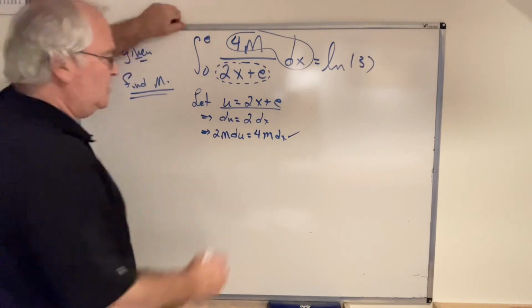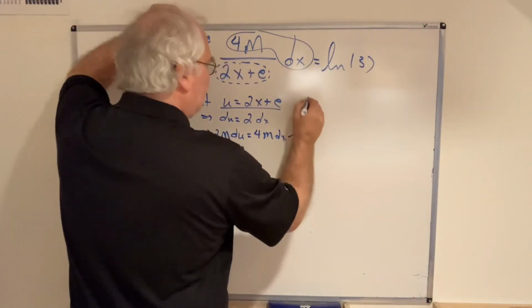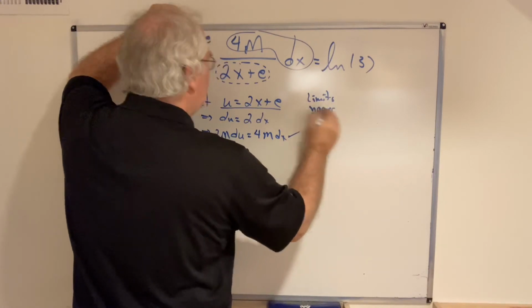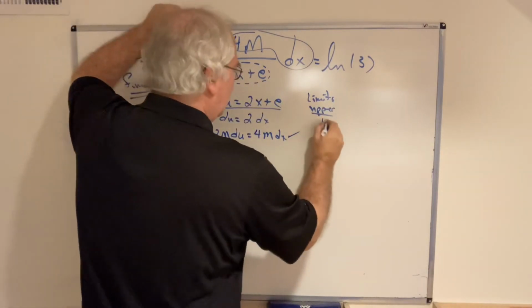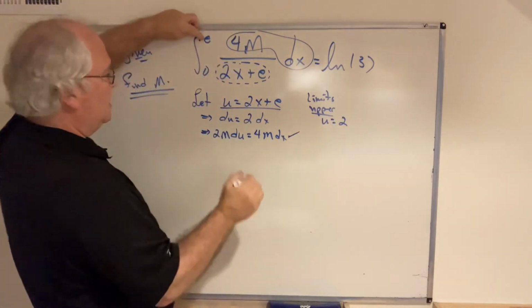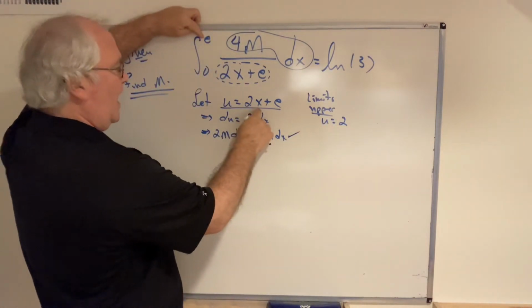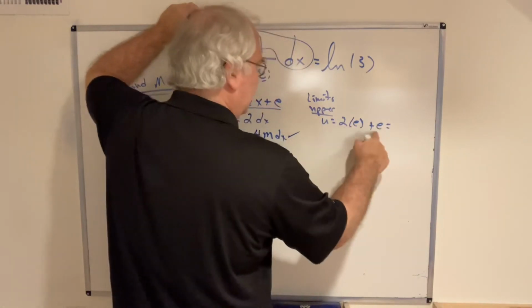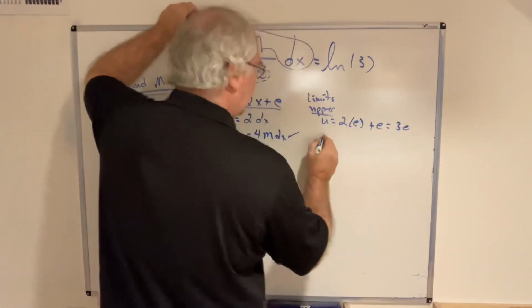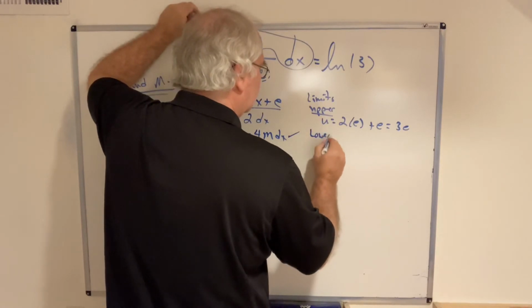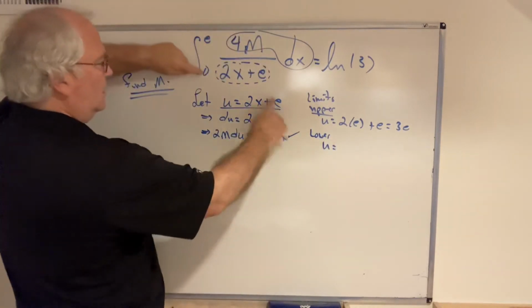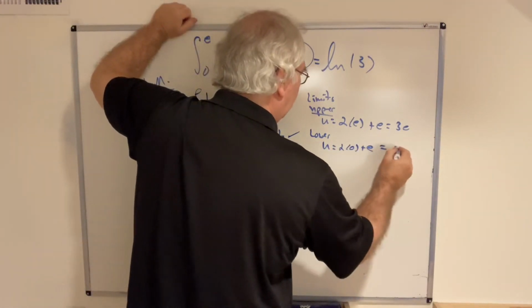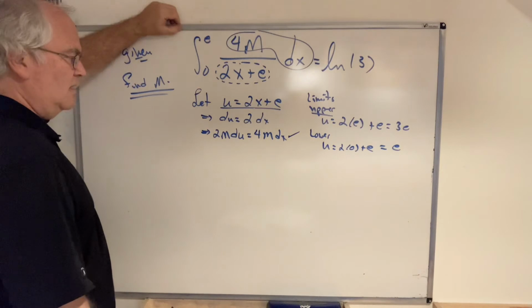The limits of integration are upper and lower, so here are my limits. The upper limit of integration is u equal to 2 times whatever the limit of integration is for x. Well, 2e plus e is 3e. And the lower limit is x equals 0. So this is 2 times 0 plus e, which is just 1 times e, or e.